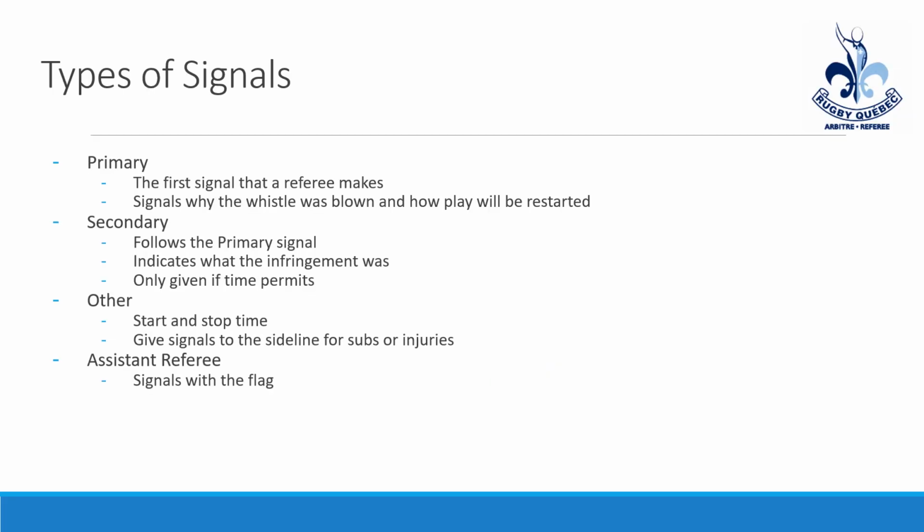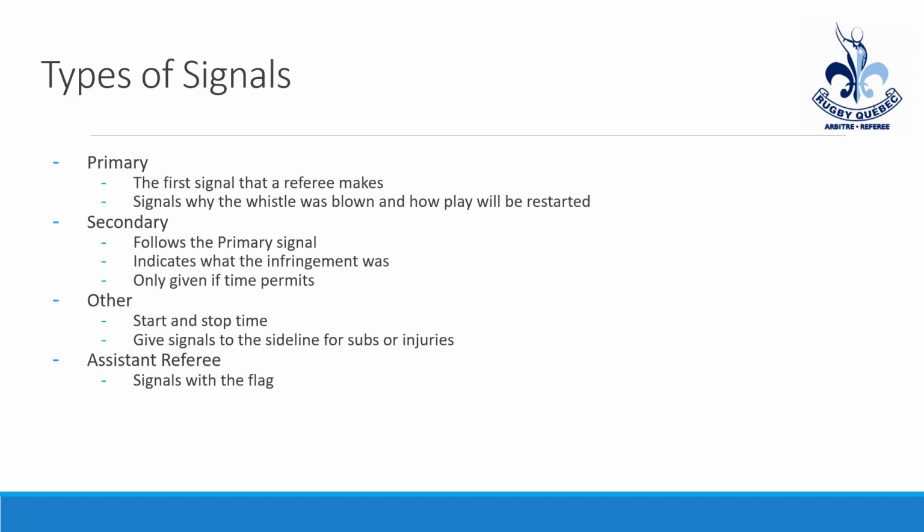So there's four types of signals. Three of them will be given by the referee and one by the assistant referee. The three that we will primarily see on the field are the primary signals. That's the first signal that a referee will make, and it basically explains why we blew the whistle, and it will show you how play will be restarted. An example of that is a scrum signal or a penalty signal, free kick.